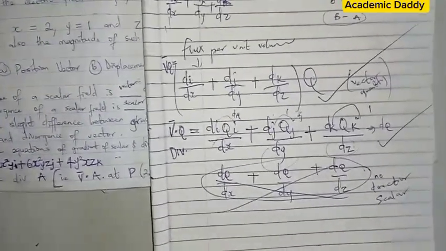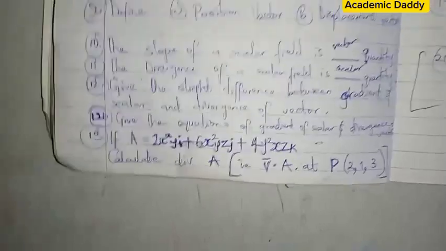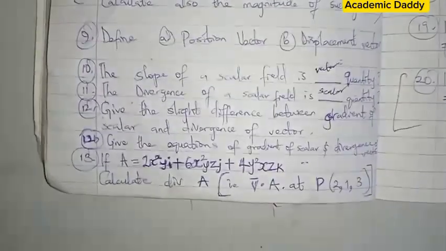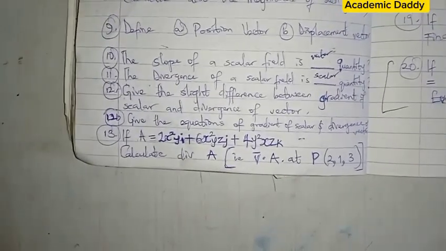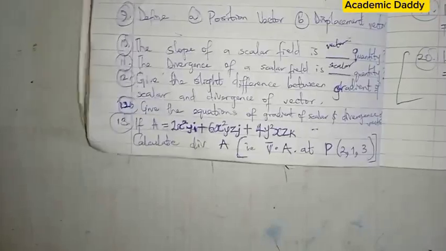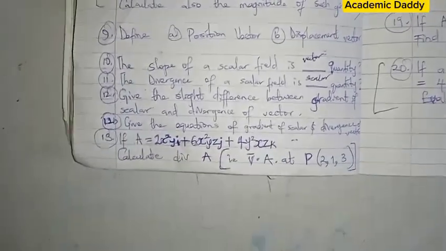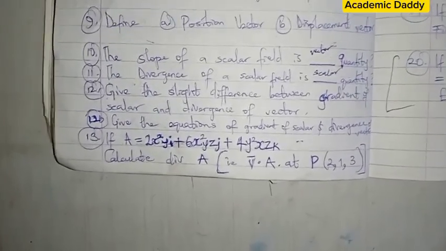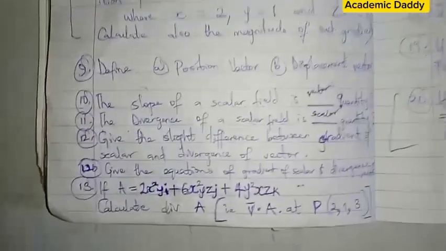So if I know this, they now give us a question. They say if A is equal to, so notice that automatically it's coming with i, j, and k. Once it's coming with the directions and you are told to take the derivative, even if they did not tell you it is the divergence, so far as you see i, j, k, the direction, and they're asking you to take the derivative, know that what you are solving for there is divergence. So let's now solve it.